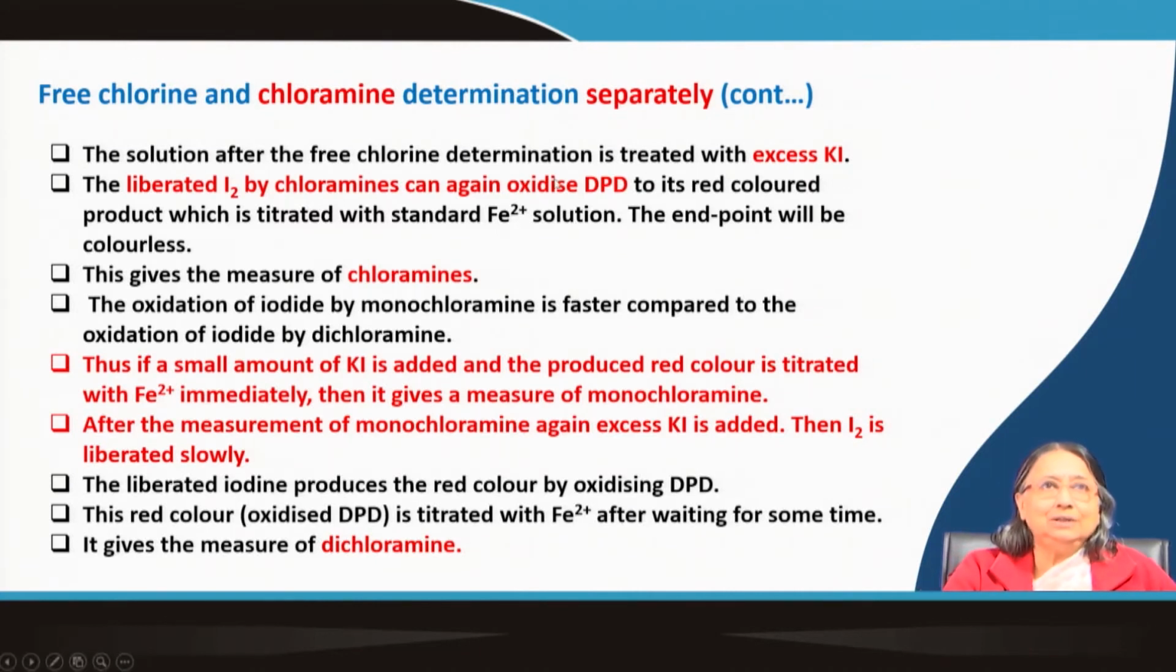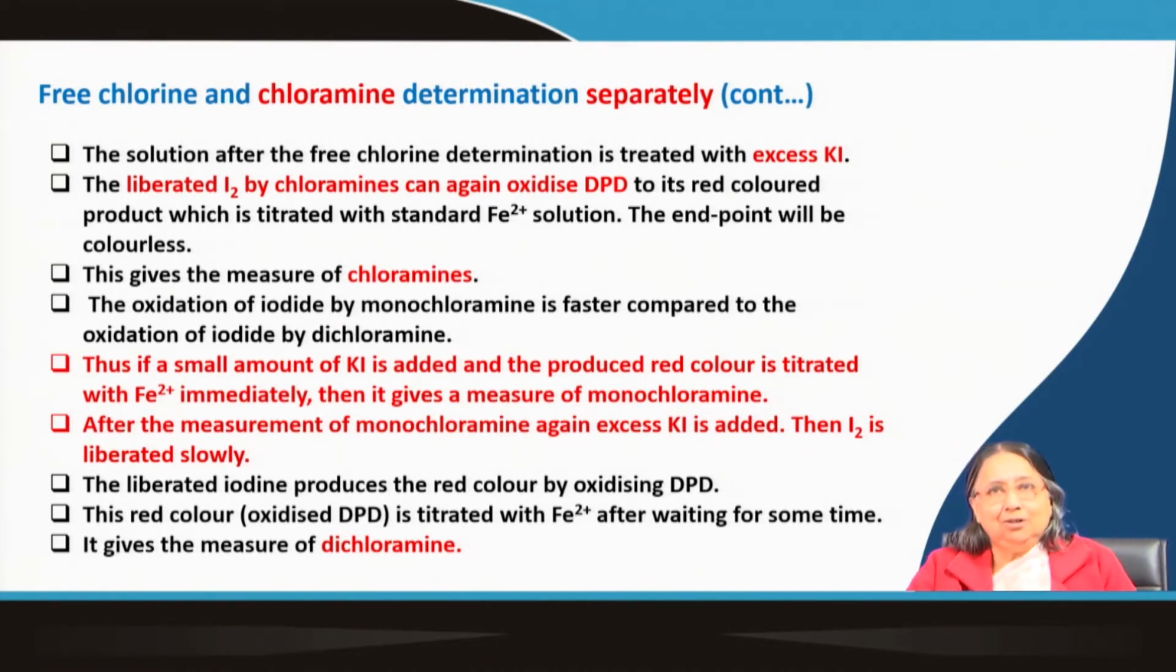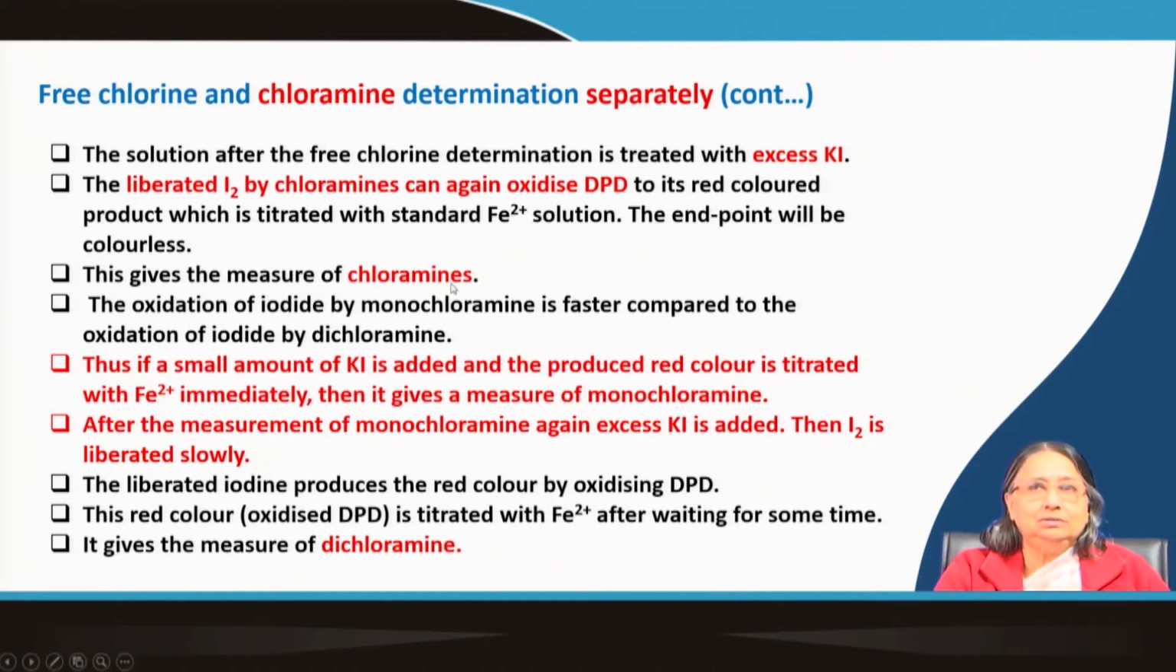Then the red color is produced, and again you titrate with Mohr salt, and the end product will be colorless, the same way as the previous one. So, it will give the measure of chloramines. Now, if there is monochloramine and dichloramine both, then how can you determine them? It is giving total chloramine, but if you want to estimate monochloramine and dichloramine separately, what will you do? Again kinetics is coming. Thus, if a small amount of KI is added and the red colored product produced is titrated with Fe2+ immediately, then it gives a measure of monochloramine. Why? I will tell you.